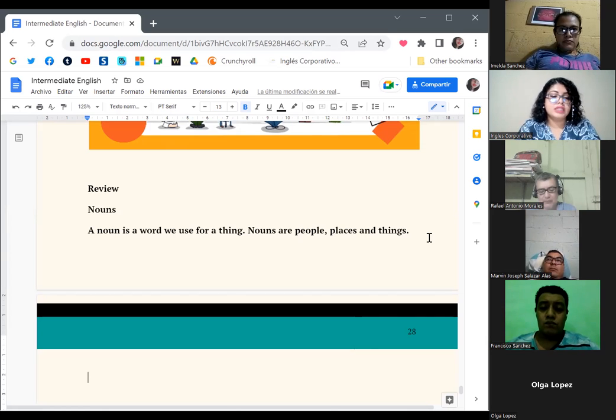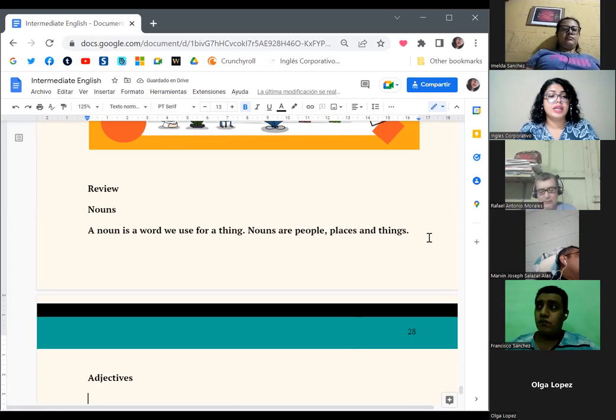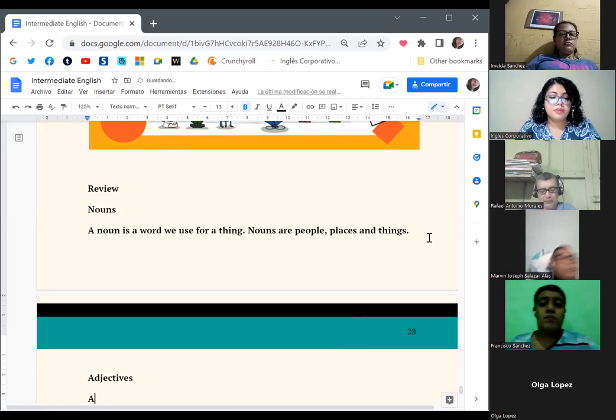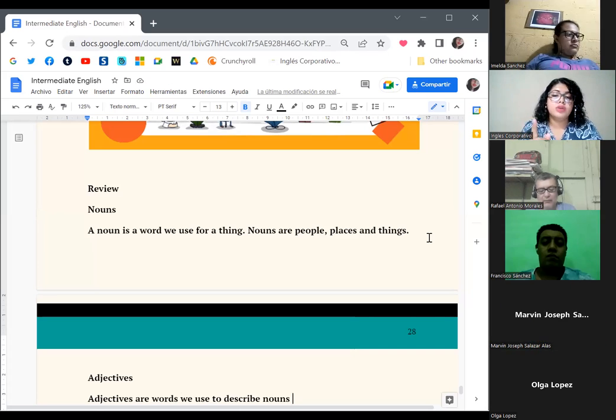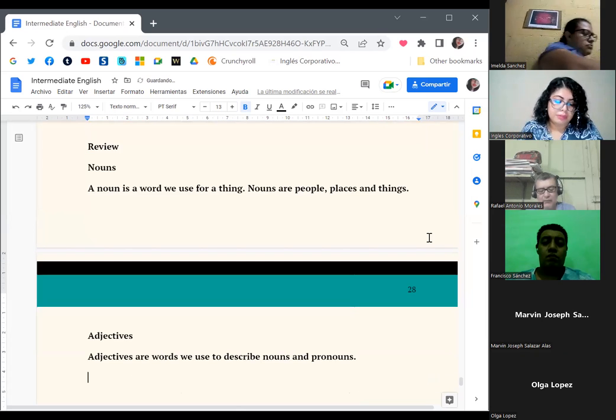So for the adjectives, that is the part that we need to know. It says that adjectives are words we use to describe nouns. And also we were learning yesterday that we use adjectives to describe pronouns. So we're going to use both of them.